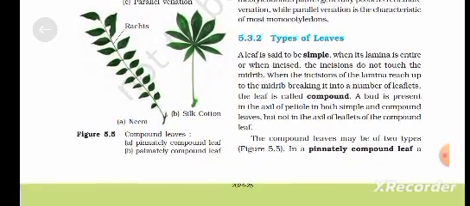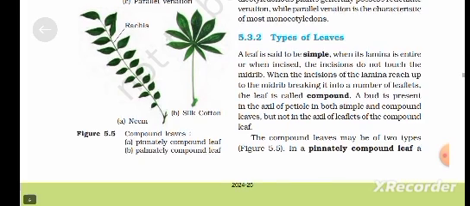Types of leaves. A leaf is said to be simple when its lamina is entire or when incised. The incisions do not touch the midrib. When the incision of the lamina reaches up to the midrib, breaking into a number of leaflets, the leaf is called compound. A bud is present in the axil of the petiole, in both compound and simple leaves, but not in the axil of the leaflet of the compound leaf.